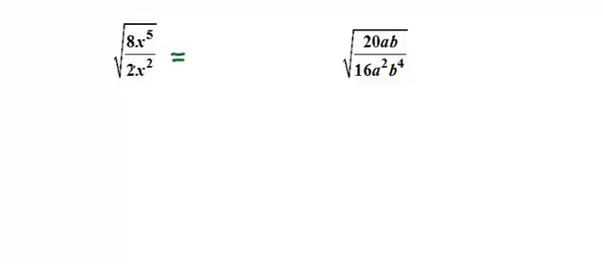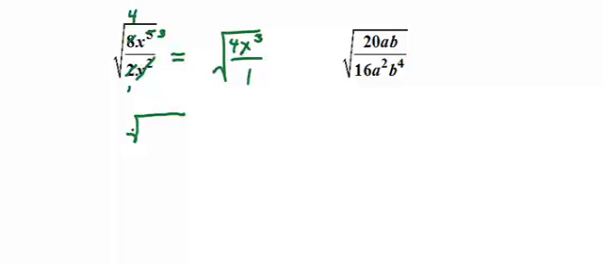So 2 and 8 have a common factor of 2. I have to put the 4 above. Remember that it is under the radical. We can cancel these two x's if we get rid of 2 x's here. That leaves us with x cubed. So in the numerator, we have 4x cubed, and in the denominator, we have 1. So that's really the square root of 4x cubed.